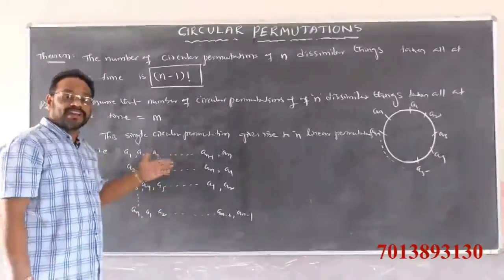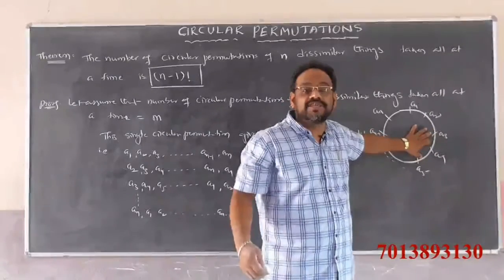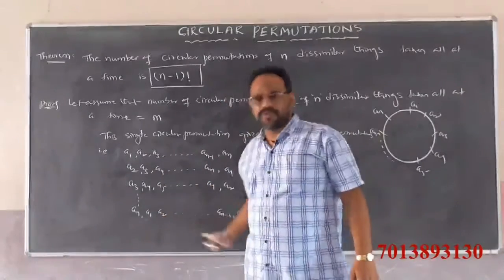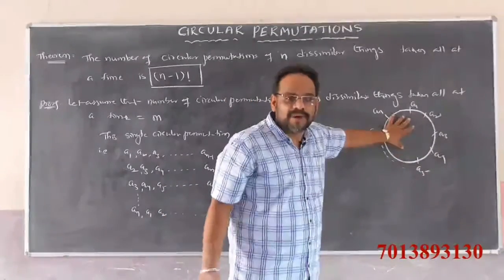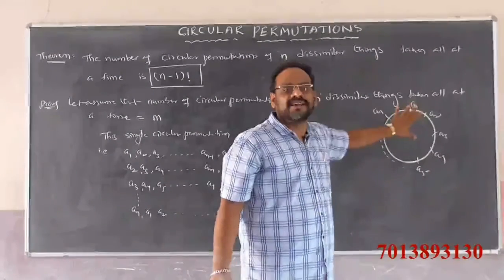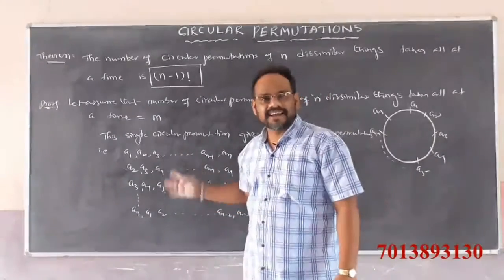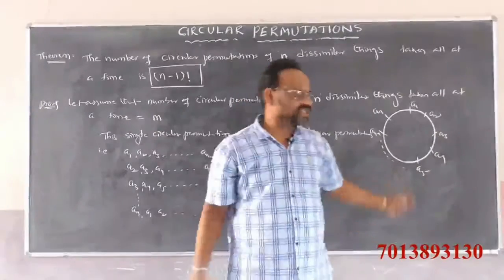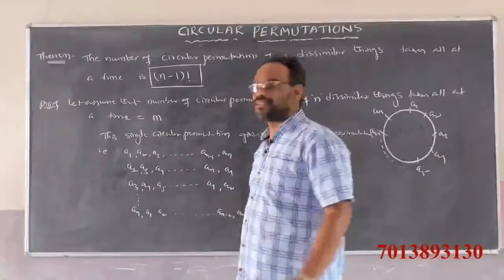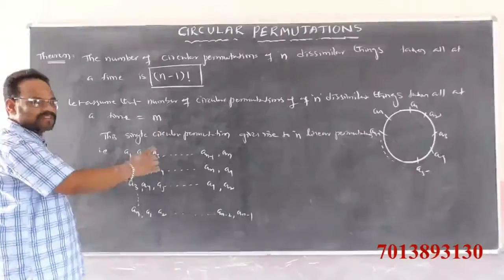So how many linear permutations do we get? A single circular permutation gives rise to n linear permutations, that is 1, 2, 3, 4 and so on up to n. We have how many circular permutations? n circular permutations.